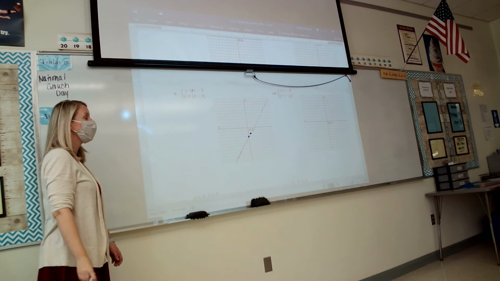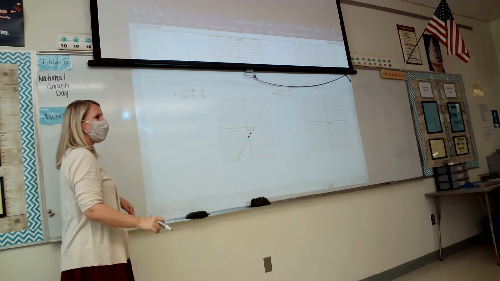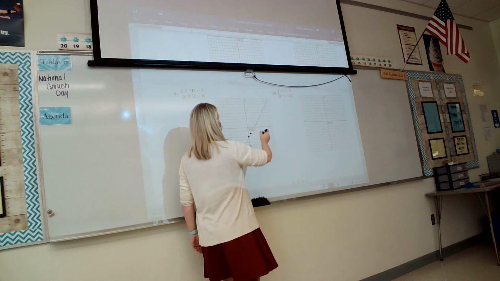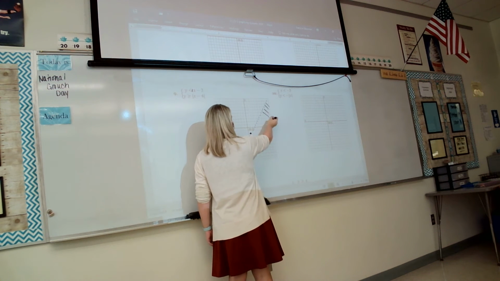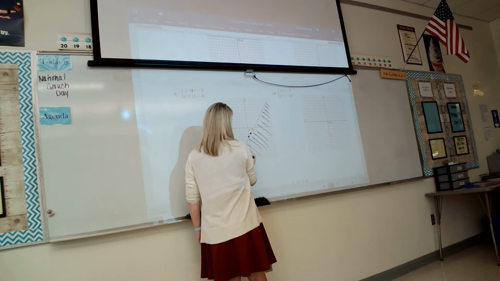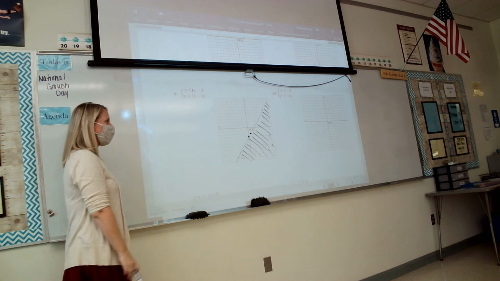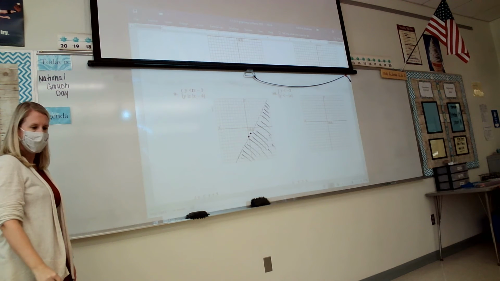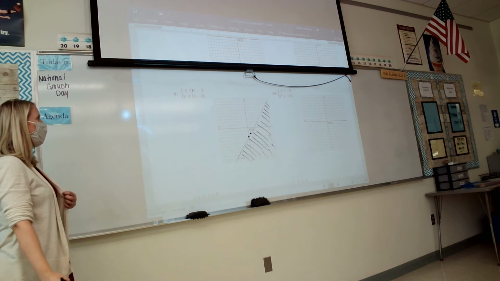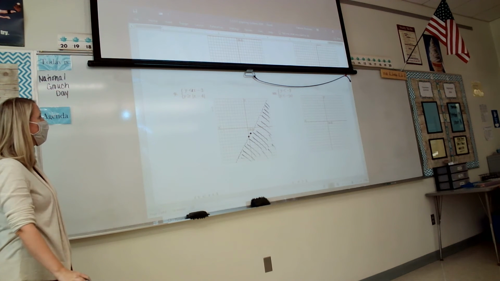And then I'm going to shade. So my inequality says y is less than that line. So I'm going to shade everything below that line. Just general, doesn't have to be perfect, but just kind of get an idea. Okay, so that one wasn't too terrible, very similar to the ones we've already seen.